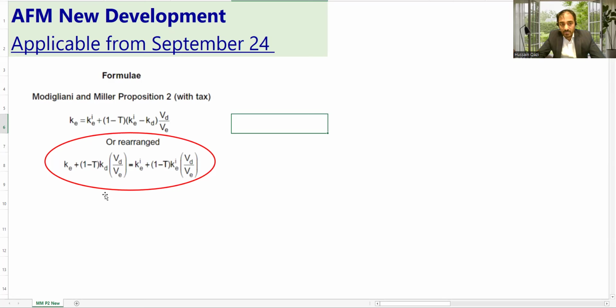But mark my word, if you're able to learn this rearranged formula, you will find that this is a shortcut method. You can save your time. Actually, the ACCA examining team has introduced this rearranged structure to provide a smart solution that you can use through the spreadsheet during the examination.